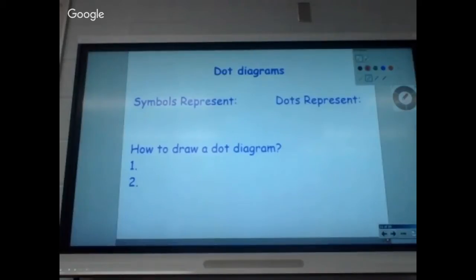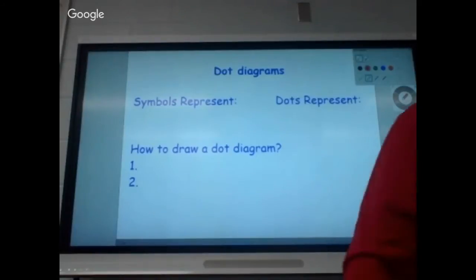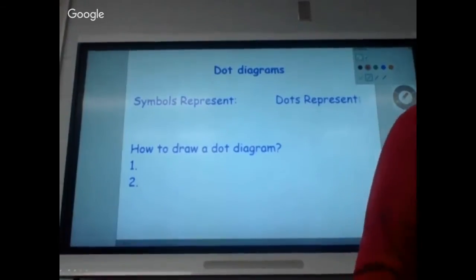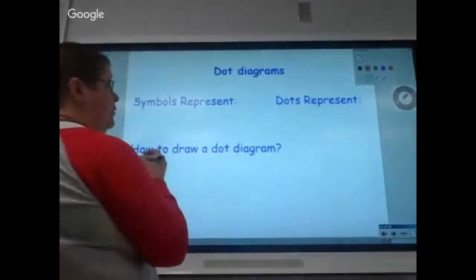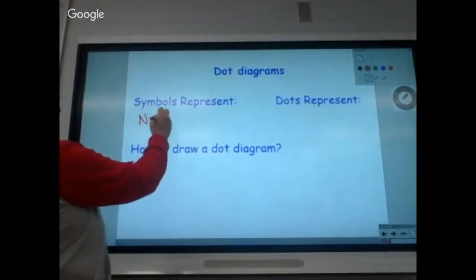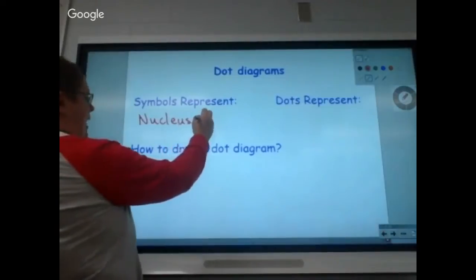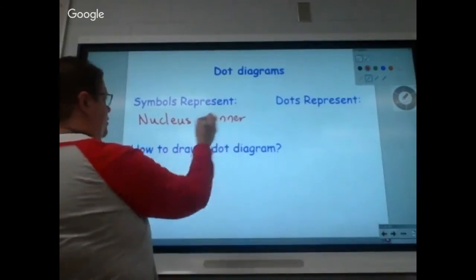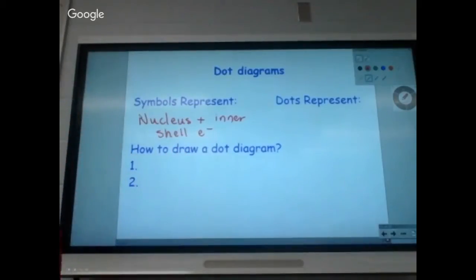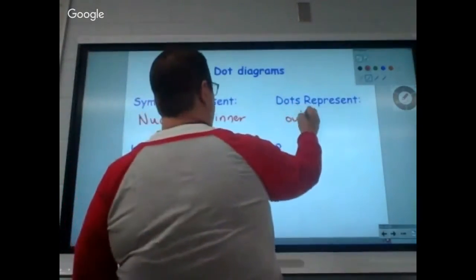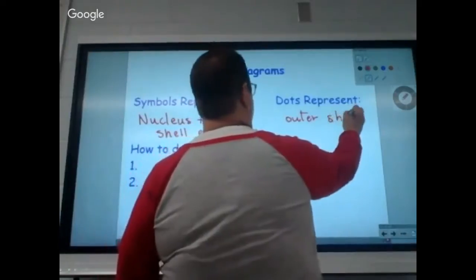Now, dot diagrams. Get some paper. The symbols represent the nucleus and inner shell electrons. They represent the nucleus and inner shell electrons. The dots represent the outer shell electrons.